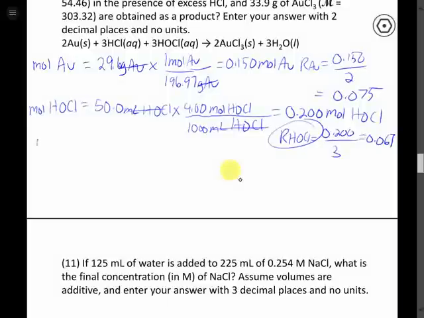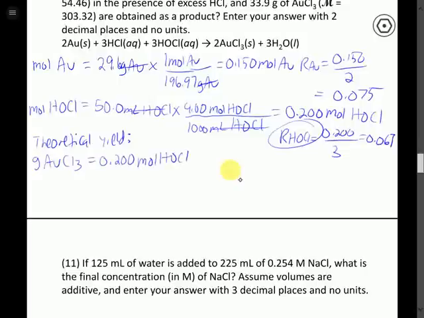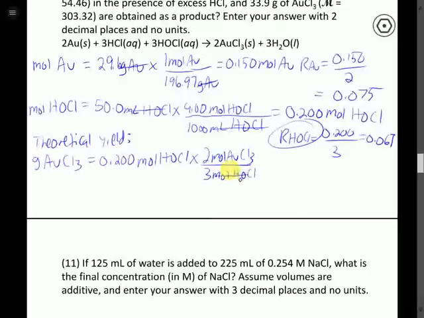So our theoretical yield is just a standard stoichiometry calculation. We're going to take moles of our limiting reactant. We're looking for the grams of our product, gold chloride. We take our moles of limiting reactant, 0.200, which we just found above. We convert that into moles of product using the coefficients from the balanced reaction. So 2 moles of gold chloride form for every 3 moles of HOCl. Those are just the numbers in front of them in the balanced reaction. And then we'll use the molar mass of gold chloride to convert into grams.